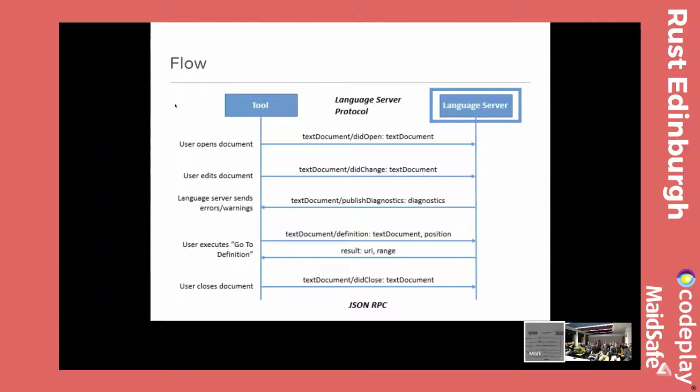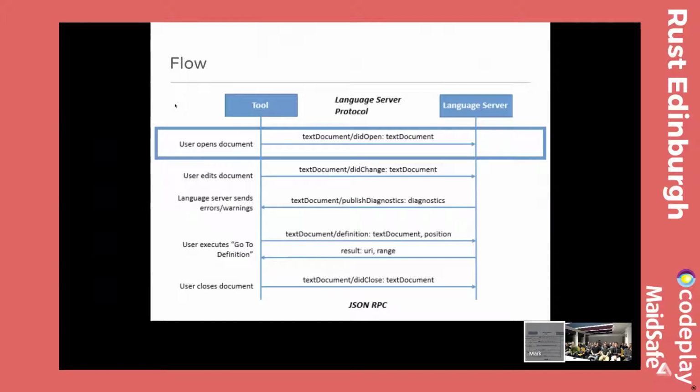On the right-hand side is the language server. This is the process that the client's going to be talking to. Remember, it's talking over standard I/O. So the first step, the user opens the document, and what we're looking at here, you can see the arrows going towards the language server, and all it's doing is implementing a method called didOpen. The parameter it's passing is the document that's just been opened.